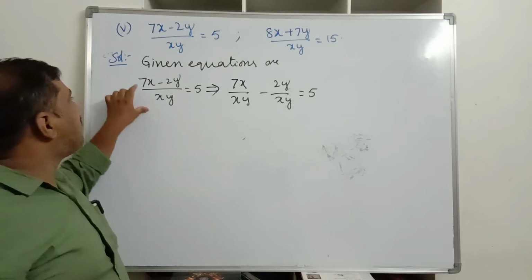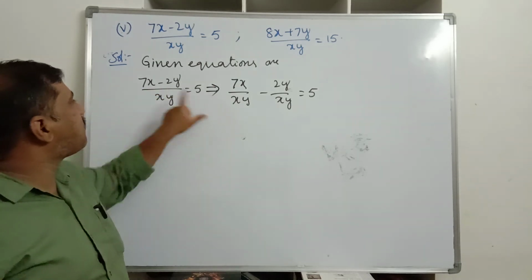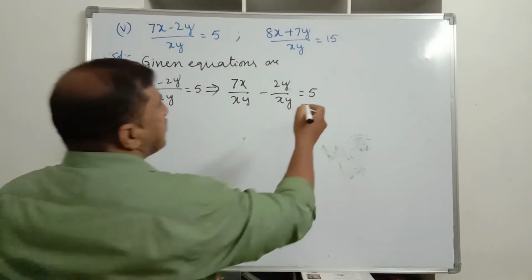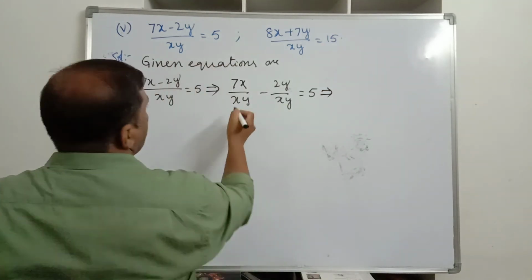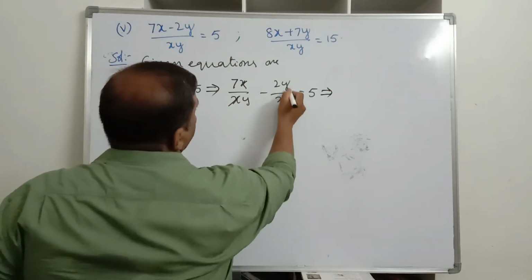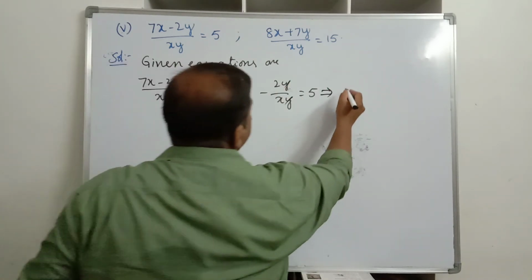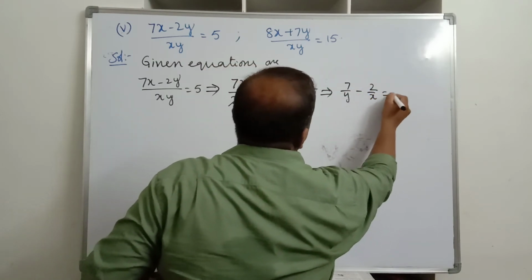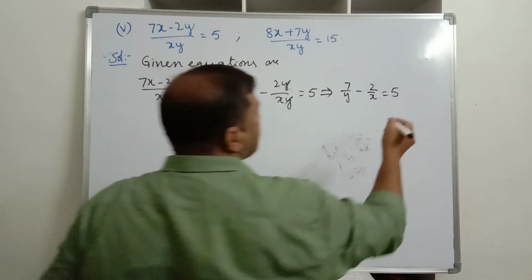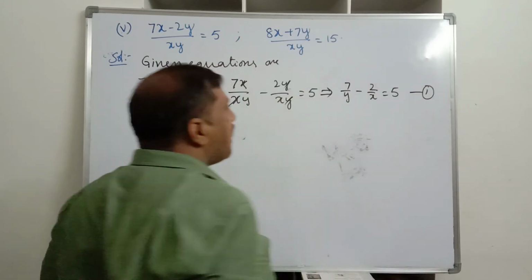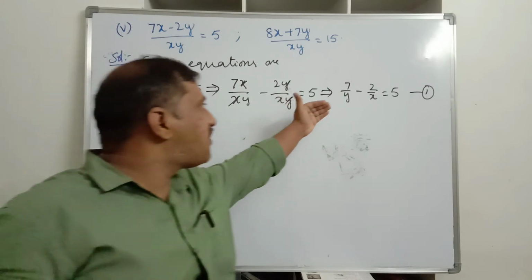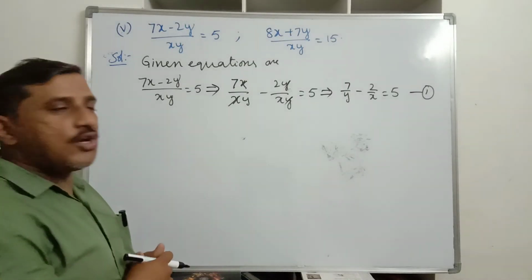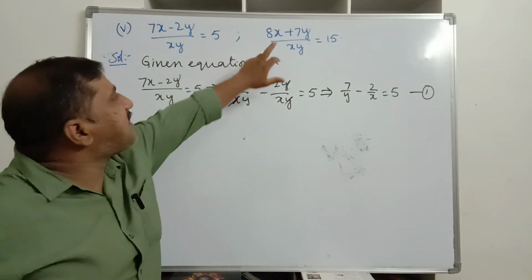Or you divide individually. 7x minus 2y can be written as 7x by xy minus 2y by xy is equal to 5. This implies, now you see here, x and x are cancelled, y and y are cancelled. Now what we got here is 7 by y minus 2 by x is equal to 5. Take this as equation 1. Is this in the linear equation form? No. Again we have the variables in the denominator. We need to change them to the numerator. So next, similarly change the second equation.